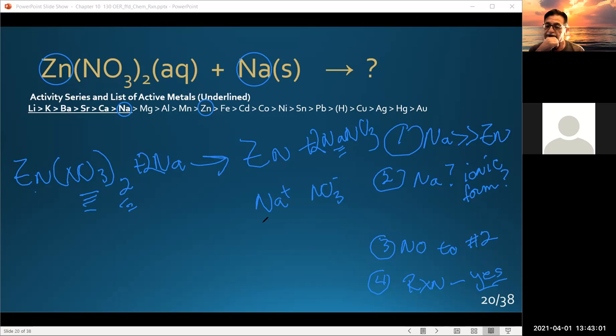Now it's a matter of putting in the physical states. Zinc nitrate is aqueous, it's given to us, and sodium is solid, it's also given to us. Sodium is a metal, we know that. Now the question is, what about in the products? Well, zinc, being a metal, there's only one metal that is a liquid. All the other metals are solids. So zinc is a solid.